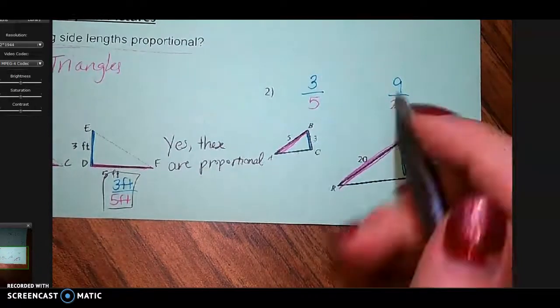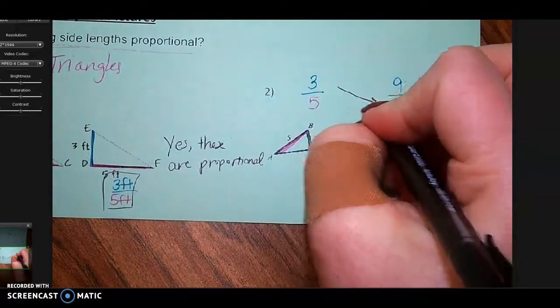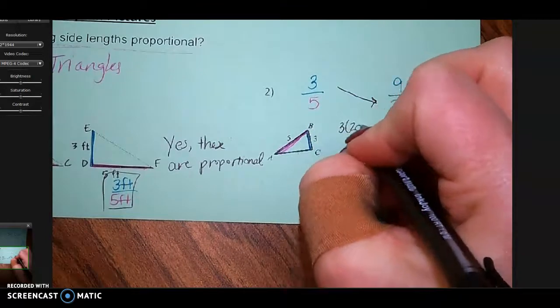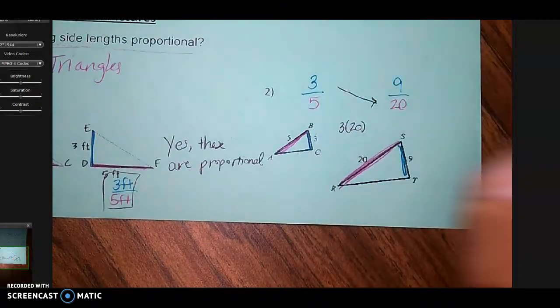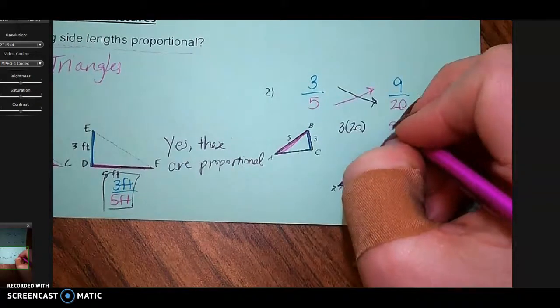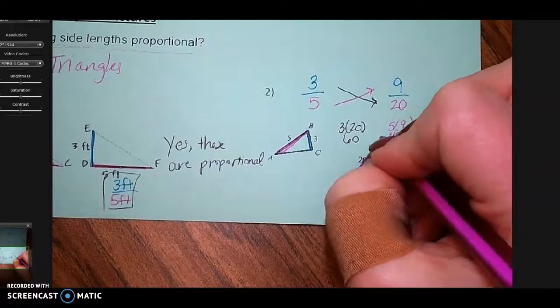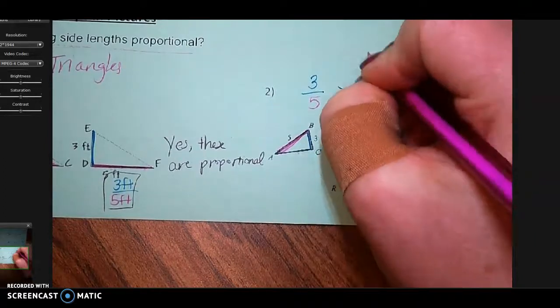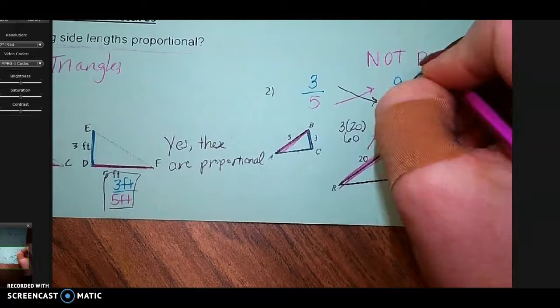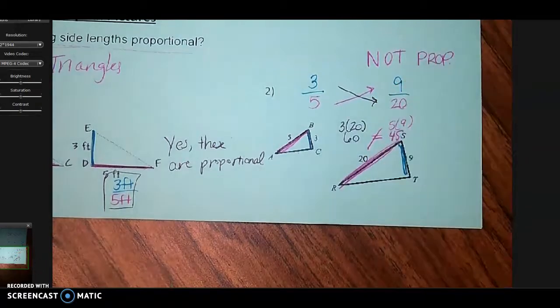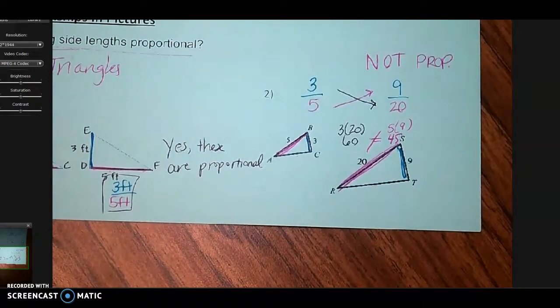So that other way to check is to cross multiply. So 3 times 20, and I'm going to do 5 times 9. For this I get 60. For this I get 45. And these are not equal to each other. So that's another way to check that these are not proportional to each other. They're not similar triangles.